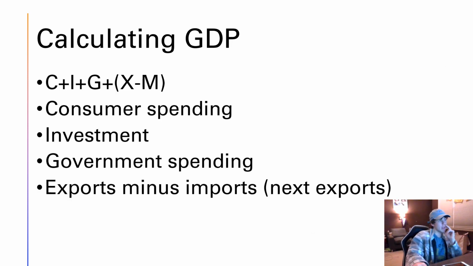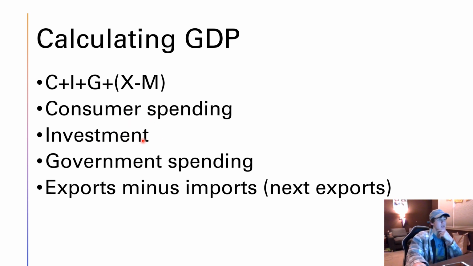Okay, so when we're going to calculate GDP, we have to use this formula here called SIG-XM, or C plus I plus G plus X minus M. The C in SIG-XM is the total consumer spending. So this would be people buying products in the United States or in whatever country we're talking about.